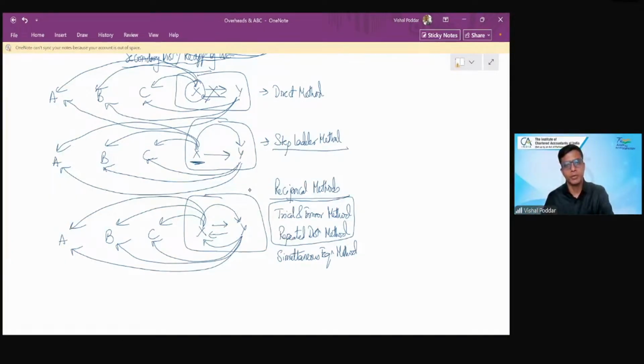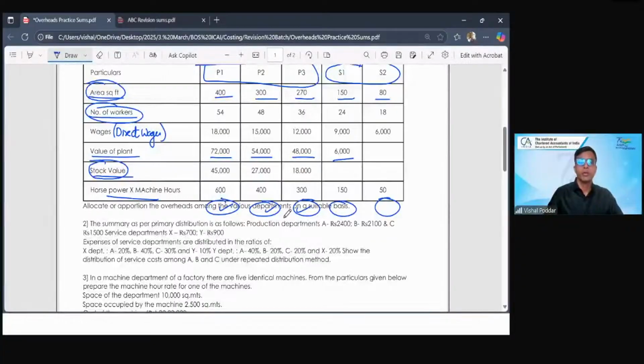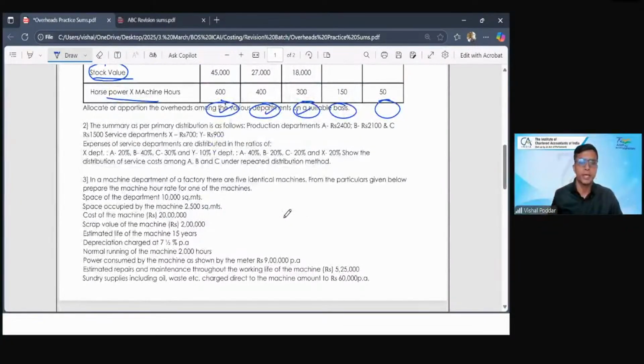So for this, I have taken one example, which we will modify slightly to adapt to the other methods also. Now, first, I'll answer here Abhishek's question.